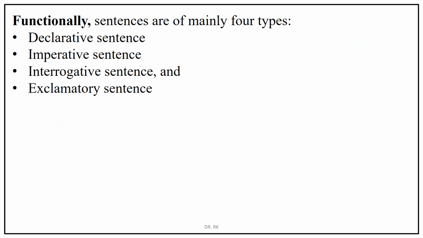Functionally, sentences are of mainly four types: declarative sentence, imperative sentence, interrogative sentence, and exclamatory sentence.